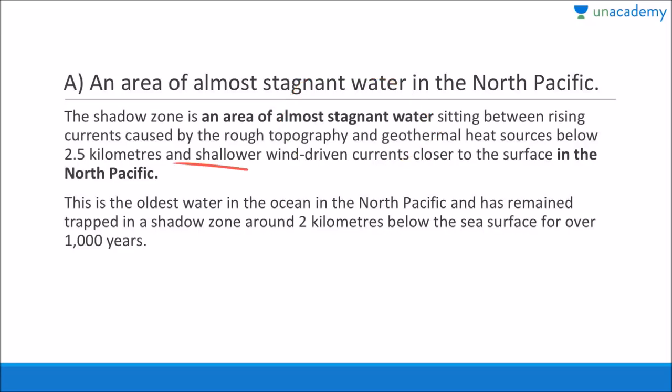the shadow zone is an area sitting between the rising currents caused by the rough topography and geothermal heat sources below 2.5 kilometers and shallower wind driven currents closer to the surface in the North Pacific. And this is the oldest water in the ocean in the North Pacific and has remained trapped in a shadow zone around 2 kilometers below the surface for over 1000 years.